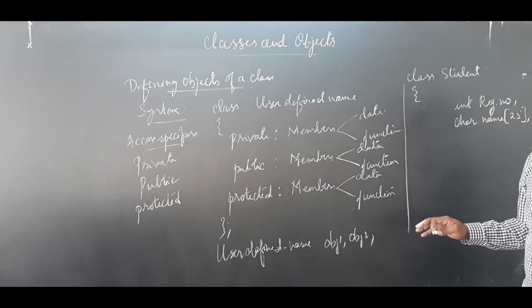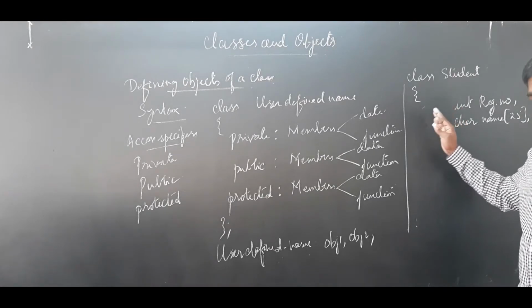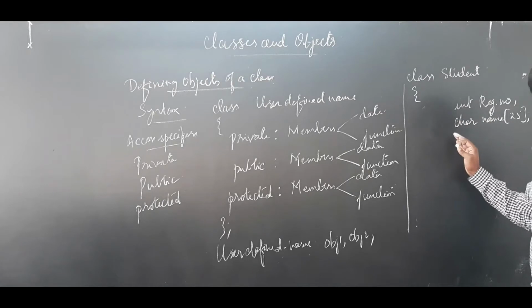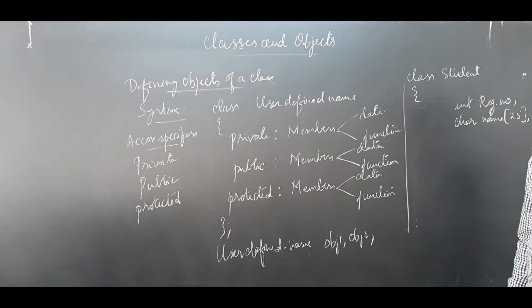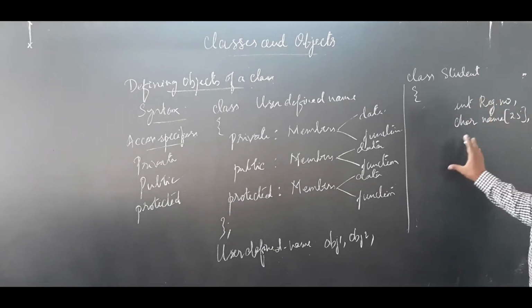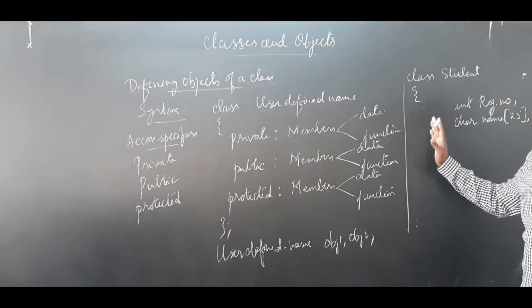It is private. Though you don't mention the access specifier here, it is going to be considered as private. That is the default access specifier we have. So these members will be under the private access specifier, even though you have not mentioned it.